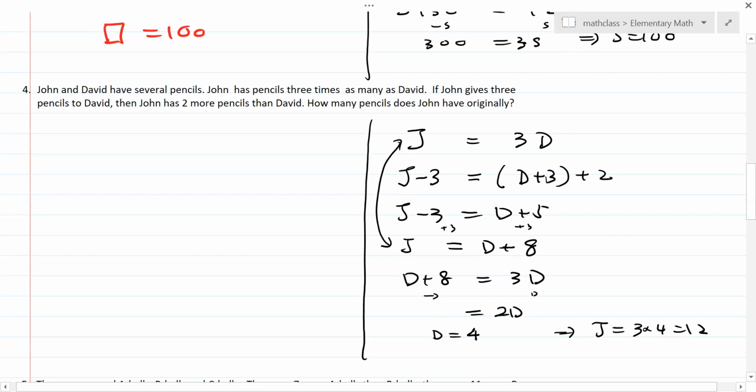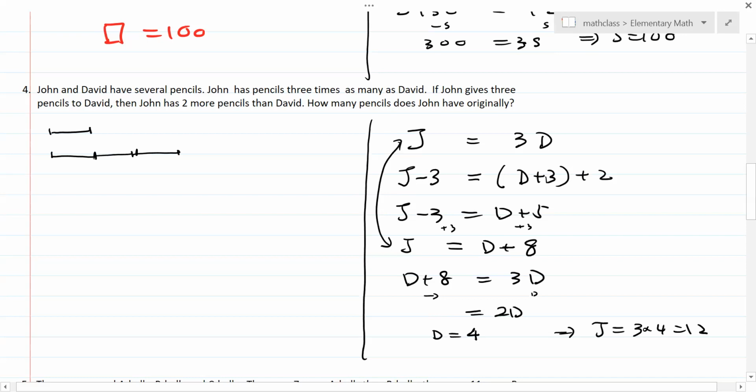Now, let's use the pictures. So John definitely has more pencils than David. So let's put the number of pencils David has as this section. And then John has 3 more sections, right? 3 times as many as David has.